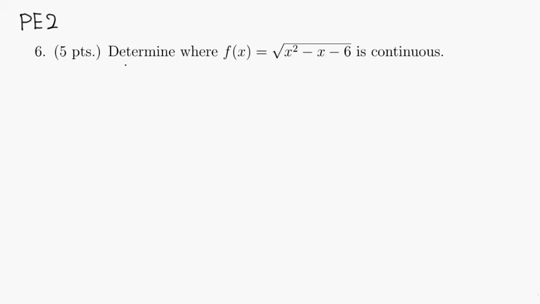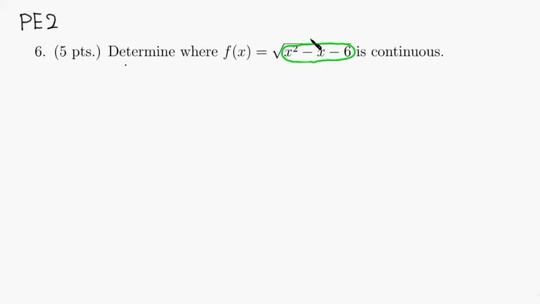Alright, let's look at practice exam 2, problem number 6. Let's determine where this function f of x is continuous. If you look at the inside function, this guy is a polynomial function. It's a quadratic function, so it's continuous everywhere, so there's no problem with that.